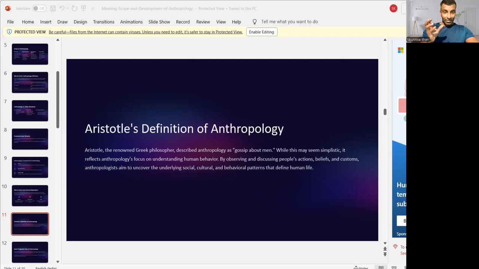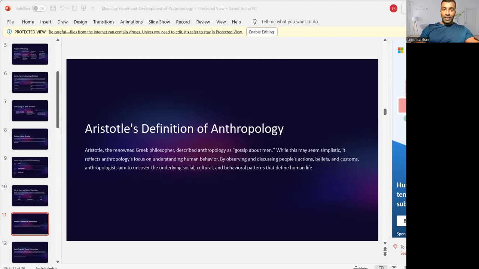field of anthropology. And this anthropology is deeply concerned with understanding human behavior. So when we talk about gossip about man, you are basically trying to understand the human behavior. What normally you gossip? The behavior of another person, right? That's what you mean by gossip, right? How what other person do and how he behaves or how she behaves. That's actually what this means, right? So when you say gossip about men, which inherently means understanding human behavior.